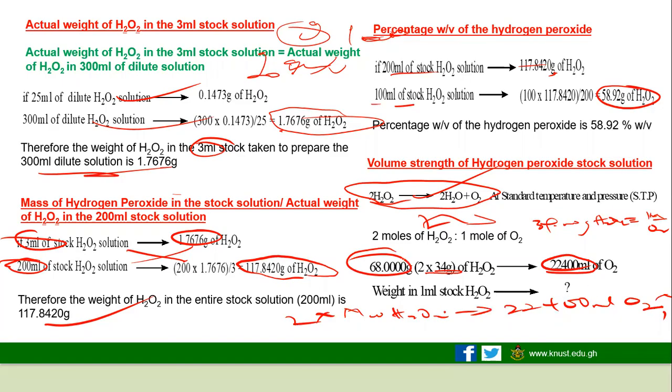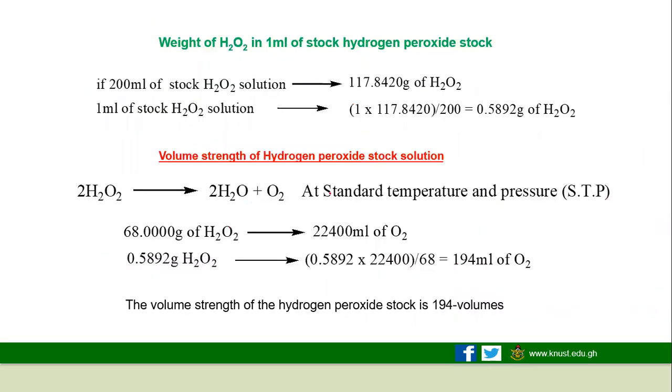Now we are saying that if we have this mass, right, that is the conclusion we are drawing here, that if we have this mass, that is the 68 grams of peroxide, it will decompose and give me this volume, right? Now, what would the weight in 1 ml stock give me? So that is just the meaning of volume strength. Now, from the question, the total amount in the stock, right? We know that the 200 ml contain this, so we have to find the amount in 1 ml.